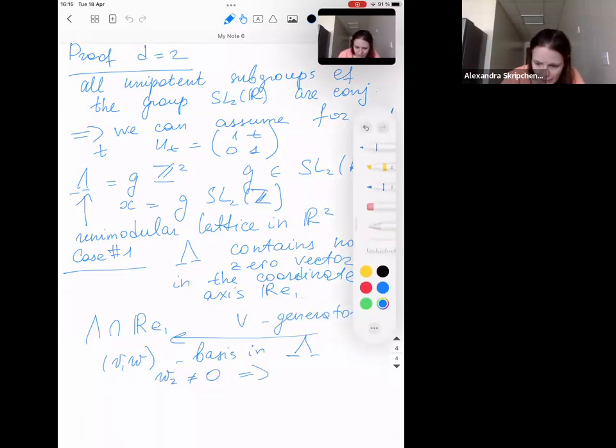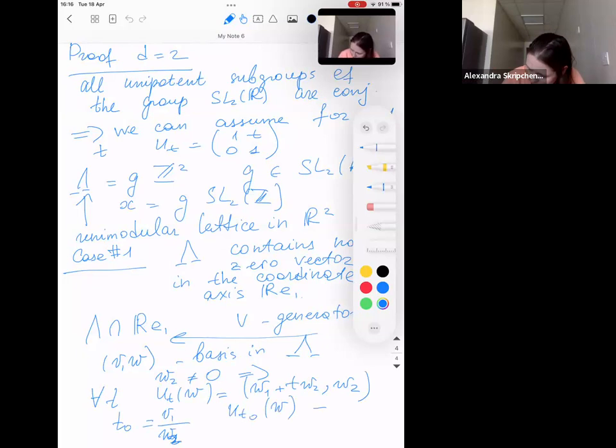And in this case, we can say that for any T, U_T of W is (W1 plus T W2, W2). But we know that W2 is not zero, so we can take T0 equal to V1 divided by W2, and consider U_T0 of W. It will give us W plus V. So we know that U_T0 of lambda is lambda itself, that it's invariant. So point X does not move if it's a member of this set. And so the orbit of X under U_T is compact, and then the result naturally follows.